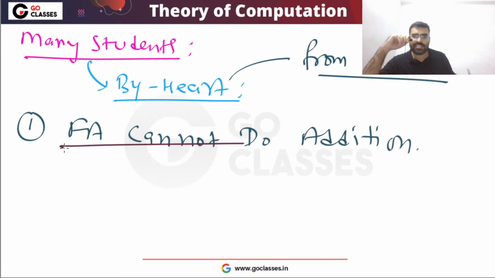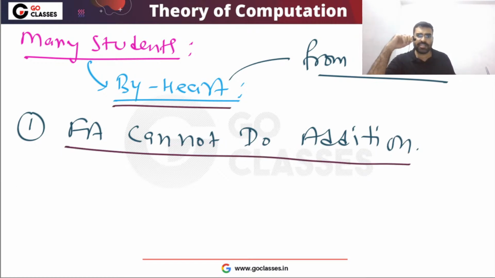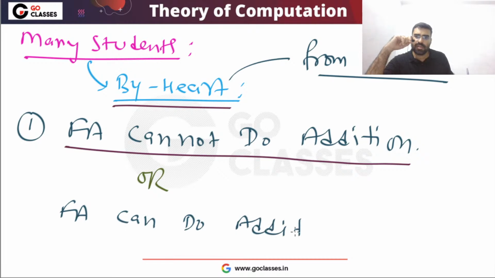They will memorize this statement: "The finite automata cannot do addition." Or they will memorize this statement. I don't know which statement they will memorize. "Finite automata can do addition." So either they will memorize this statement, or they will memorize that statement.